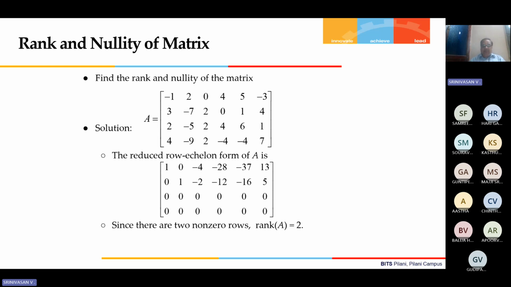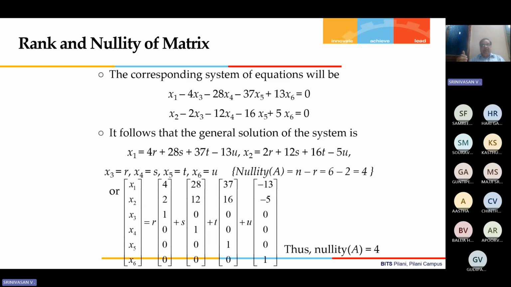Thus you have a corresponding system of equations only 2 in number, because the remaining 2 rows are zeros and there are 6 unknowns. So it follows that the general solution of the system is x1 equal to 4r plus 28s plus 37t minus 13u, giving values x3 equal to r, x4 equal to s, x5 equal to t, x6 equal to u. We don't need to go for finding the unknowns now. So we find that each vector has 6 components. So in general, n equal to 6, r equal to 2. Therefore, nullity of A is n minus r, which is 4.